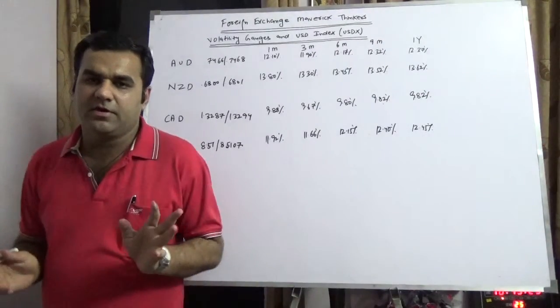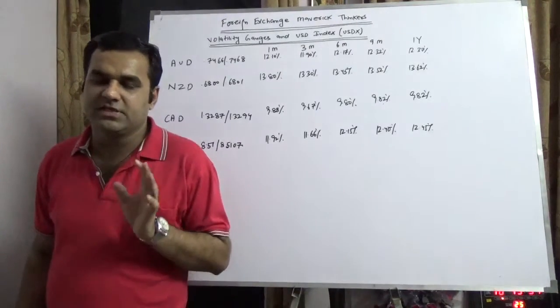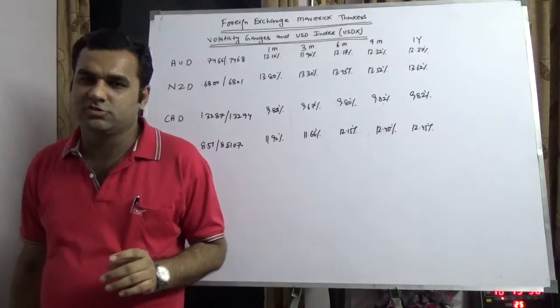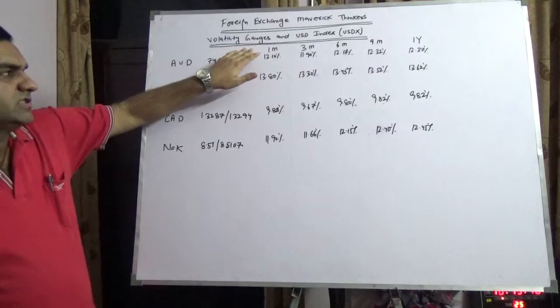Today, we are going to speak about a very relevant topic, which is covering different commodity currencies across the globe. So today we are covering the topic known as volatility gauges and dollar index.